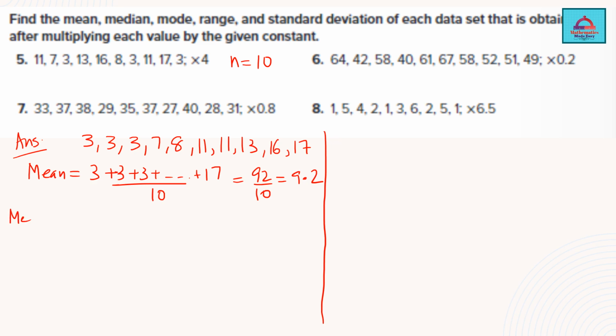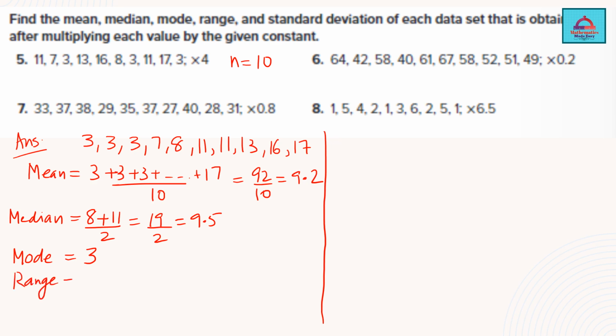Then we find the median, that is the middle term. So there are two middle terms, 8 and 11. So we are going to take average, add them, divide by 2. This is going to be 19 by 2 or 9.5. Then we move on to mode, which is the most repeated value. Clearly it is 3 because it is coming 3 times.